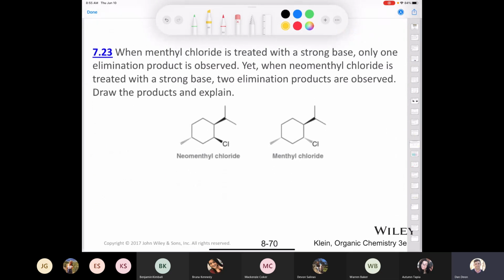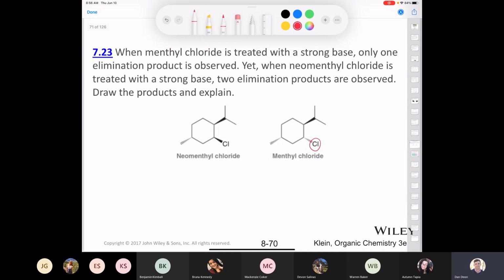Let's take a quick peek at this example. I'm not going to draw the chairs on this one. I just want to see if we can rationalize it based on our knowledge of up and axial and down, and that kind of stuff. It says when menthol chloride, this compound here, is treated with a strong base, you only get one product. Yet when neomenthol chloride is treated with a strong base, you get two products. I'm going to answer this as quickly as I can.